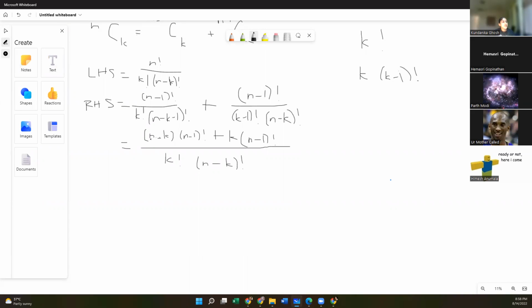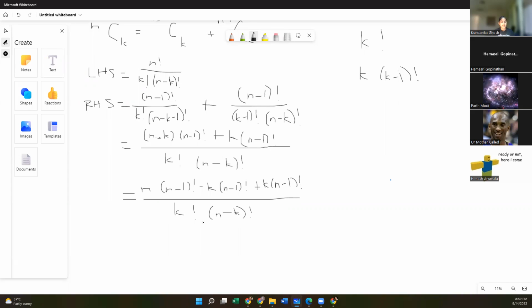Okay, now what we can do, we can distribute n minus k to n minus 1 factorial. So we have now n times n minus 1 factorial minus k times n minus 1 factorial plus k times n minus 1 factorial, all over k factorial times n minus k factorial. Okay?